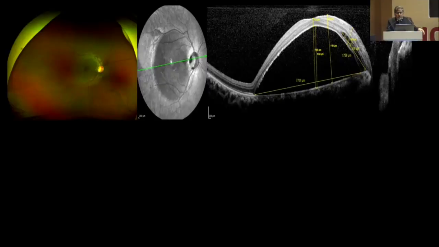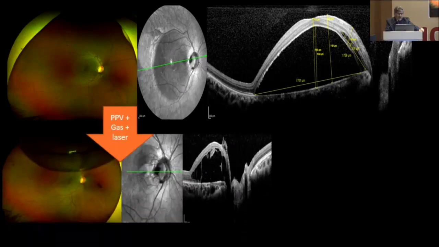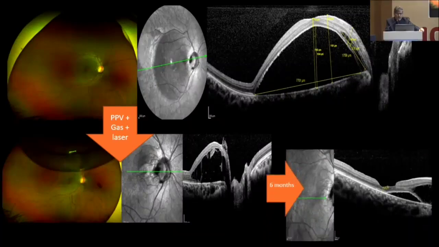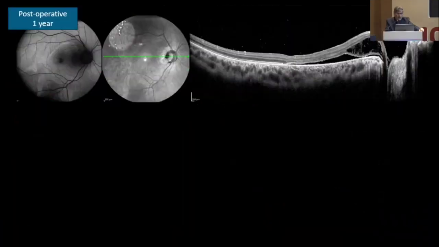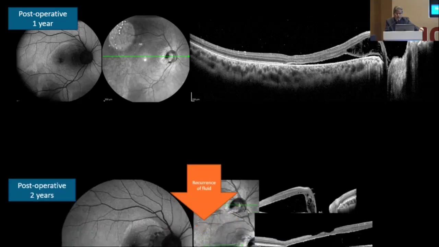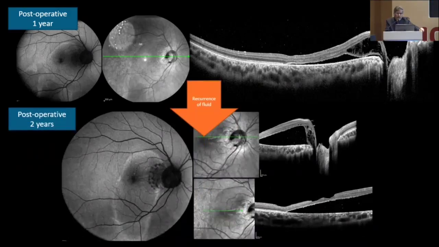So this is the old case where you can see this girl presented with 6/36 vision with huge cystic maculopathy with NSD, and initially we did PPV, gas with laser. Six months later there was a recurrence. So again we did the laser and SF6 injection, SF6 in this case. Luckily the fovea was attached.